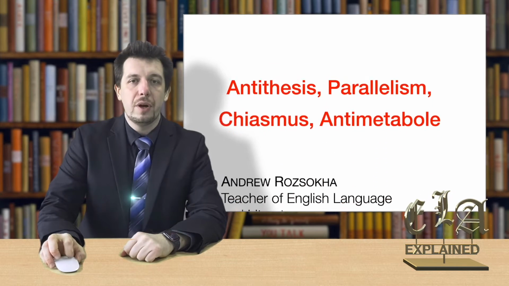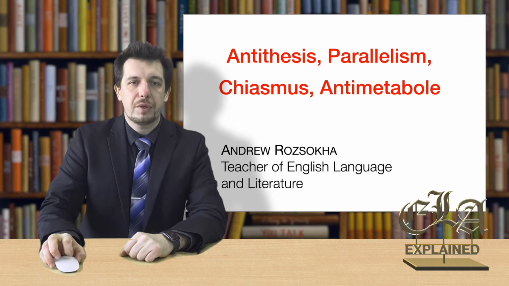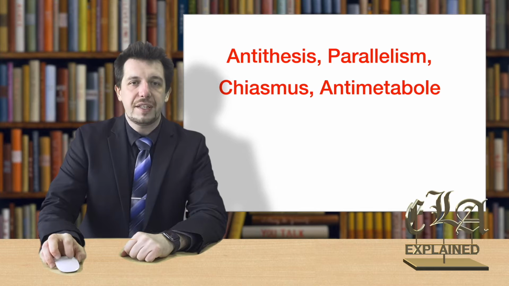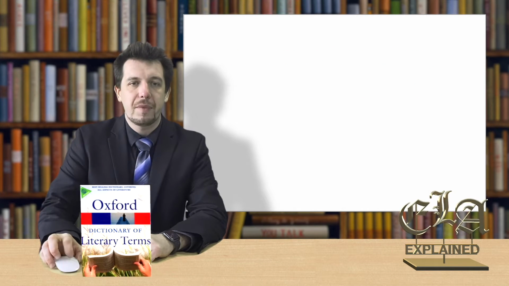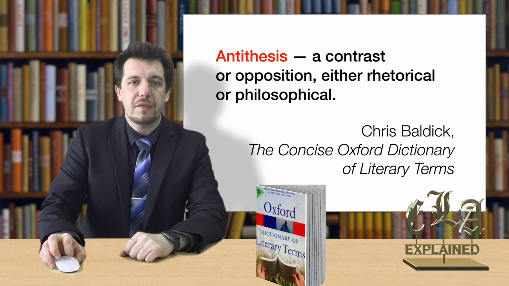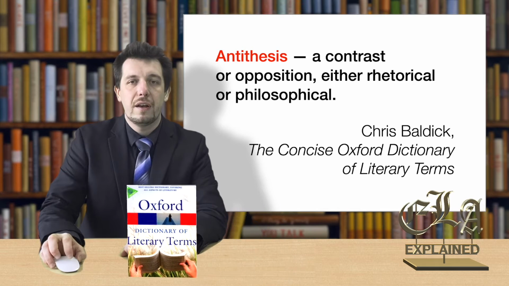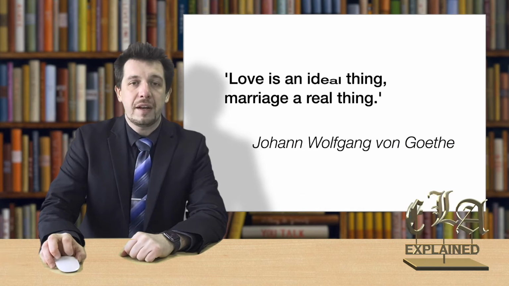In this video, we are going to look at four rhetorical devices that are closely related to each other: antithesis, parallelism, chiasmus, and antimetabole. Antithesis is a figure of speech that expresses an opposition or contrast of ideas. For example, "Love is an ideal thing, marriage a real thing." In this sentence, love is juxtaposed with marriage.